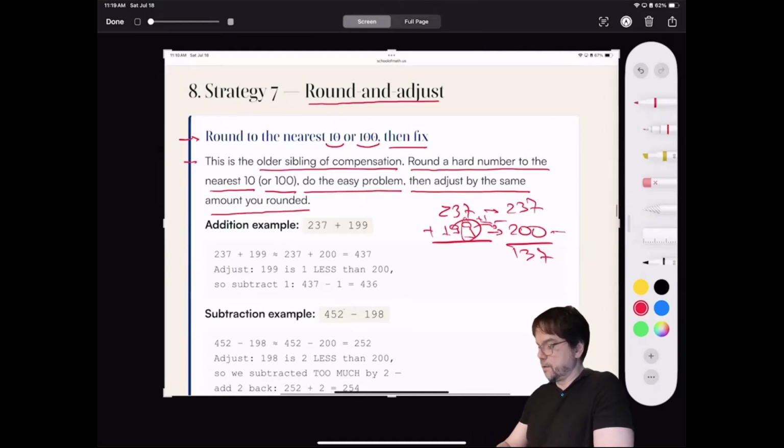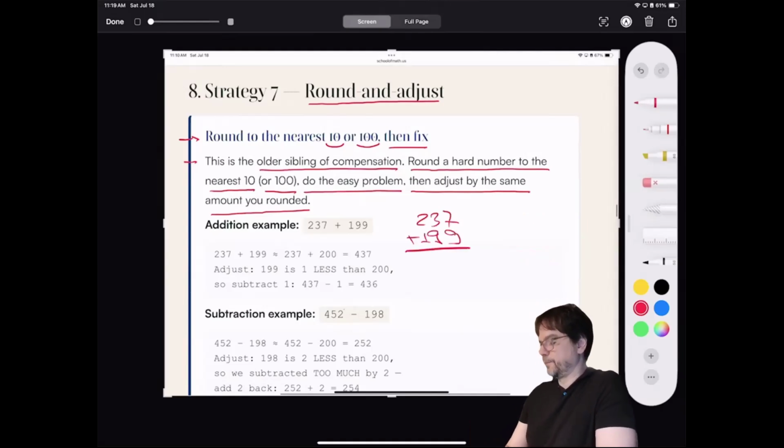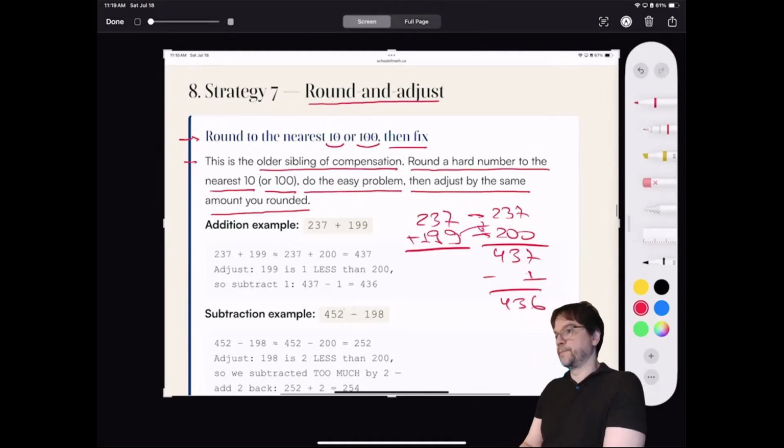Is that okay? Oh, sorry, I'm doing plus. I made a mistake. Let me do it again. 237 plus 199 is 237 plus 200, so it's 437. But I gave one more, so I need to take this one away. So 436. Is that okay?